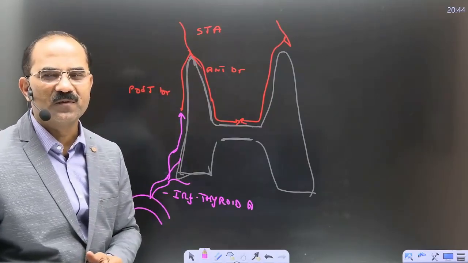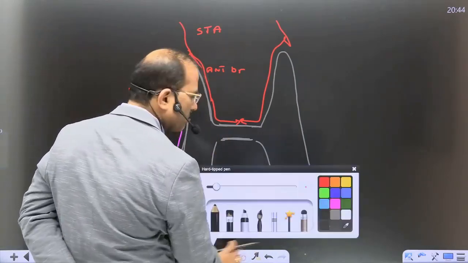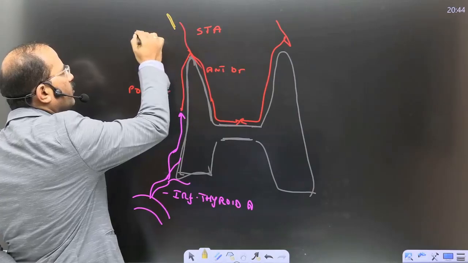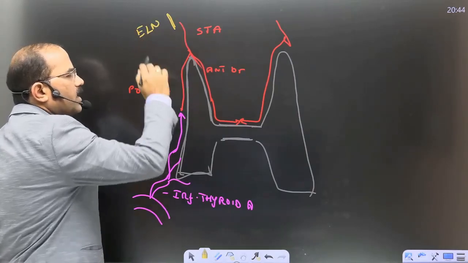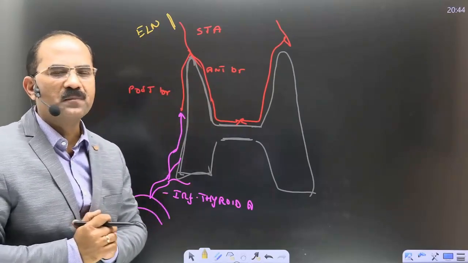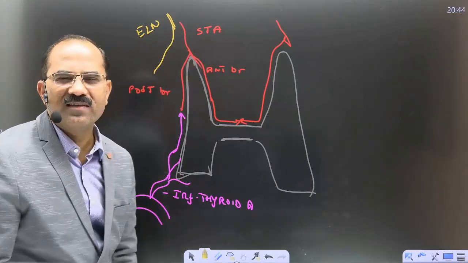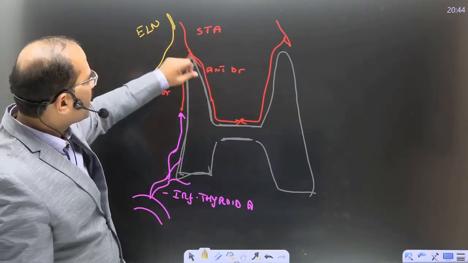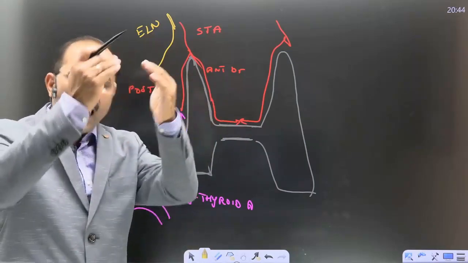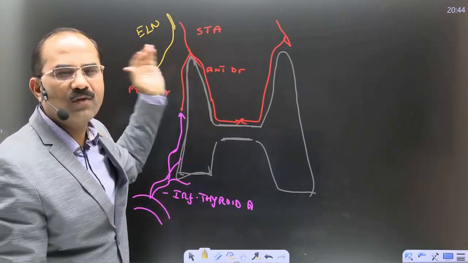External laryngeal nerve. Okay. Now, this external laryngeal nerve, if I draw it like this for you, look at this. Away from the gland, the external laryngeal nerve is very close to the artery. And as we come close to the gland, it goes away from the superior thyroid artery. So away from the gland, they are very close, and as you come close to the gland, the nerve goes away from the artery.